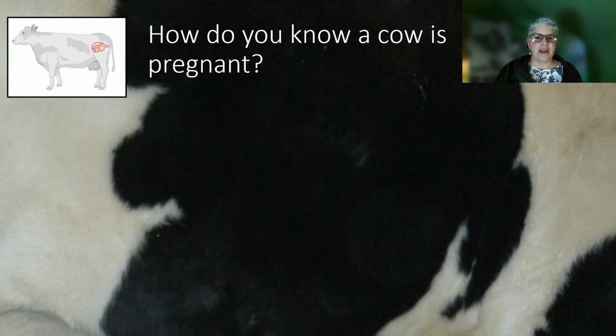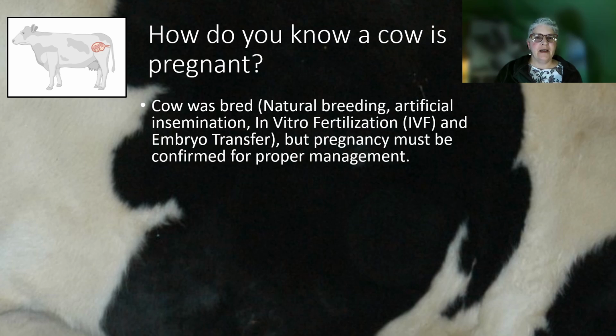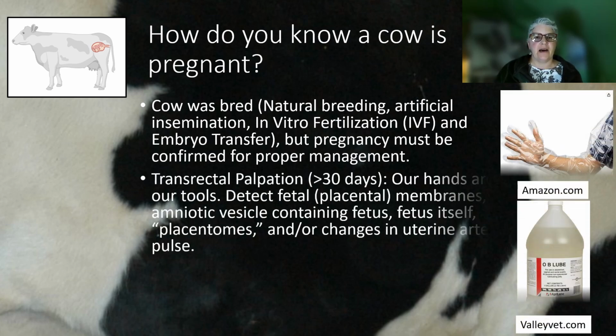So how do you know if your cow is pregnant after you've bred it? The cow is bred either natural or by artificial insemination, IVF, embryo transfer; all those procedures were developed in cows before people. And the pregnancy has to be confirmed in order to properly manage that cow. The most common way would be transrectal palpation. You can detect pregnancy at 30 days and after.